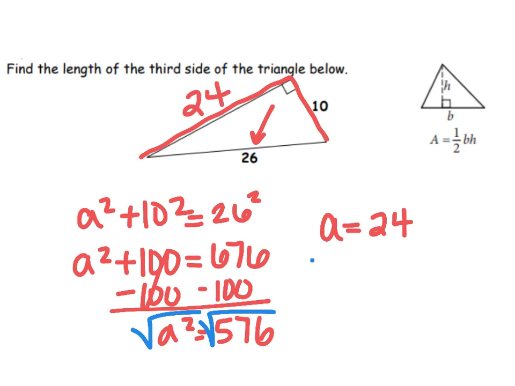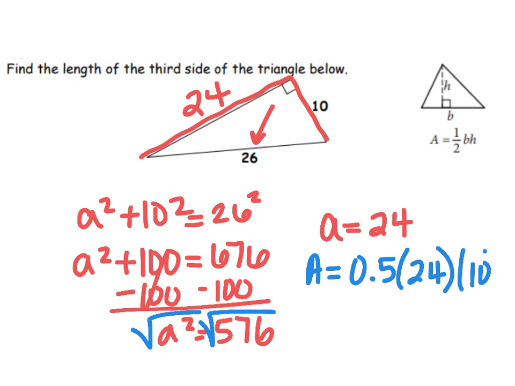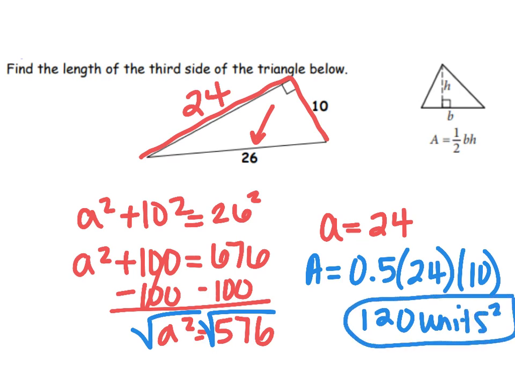So using your area formula, area is 1/2, so 0.5 times base, which is 24, times height, which is 10. Again, the base and the height have to make a right angle. That's why we had to use 10 and 24 instead of 10 and 26. Put all that in your calculator, multiply it together, and you will get 120. Inches, feet, centimeters, miles, whatever, squared.